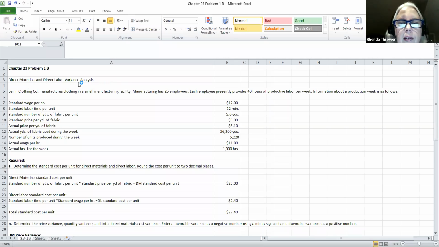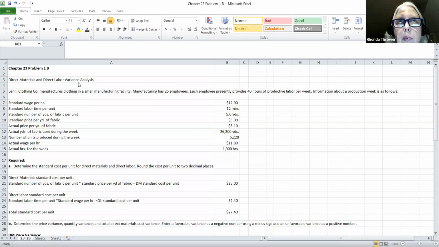And so when we do variance analysis, we're trying to determine what actually happened versus what our budget said was going to happen. And if there were any variances or differences, we'd be able to go back and analyze those differences. Now, in this chapter, there are going to be direct materials variance analysis that you're going to have to know how to do, as well as direct labor variance analysis and factory overhead variance analysis.